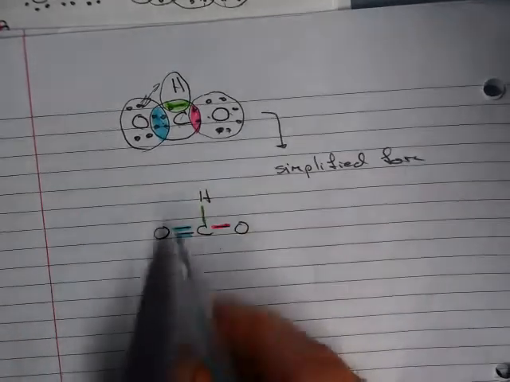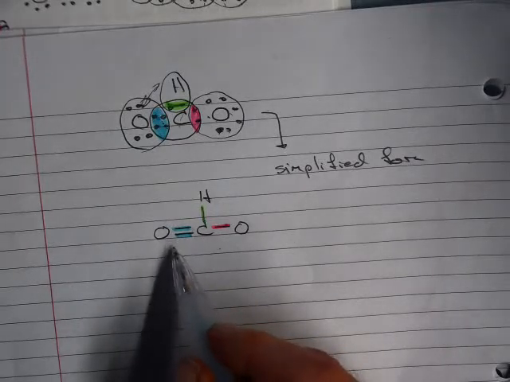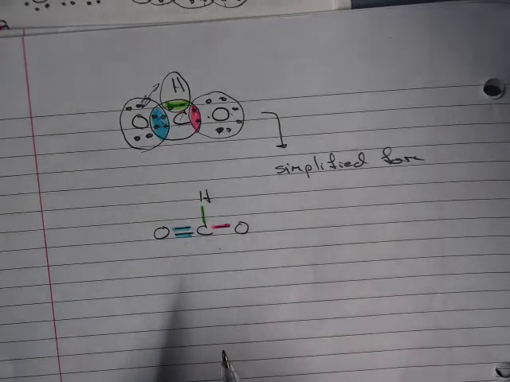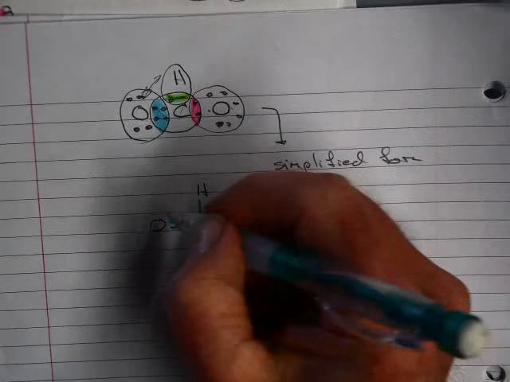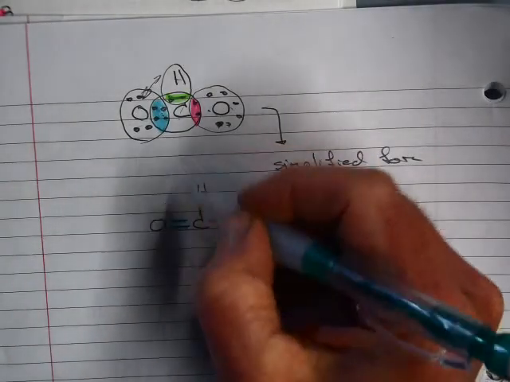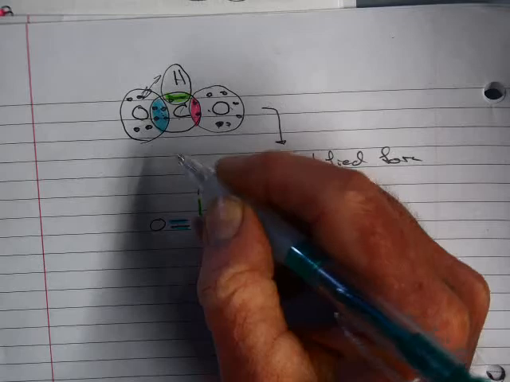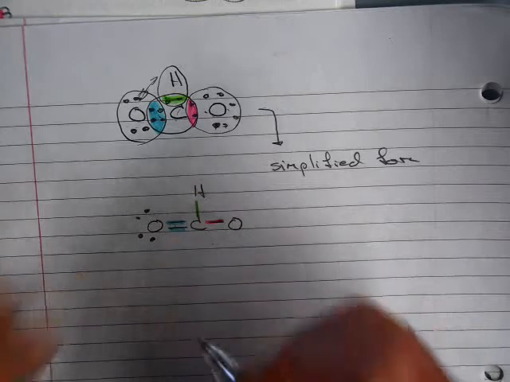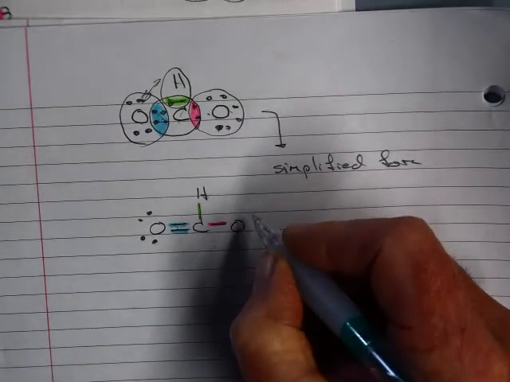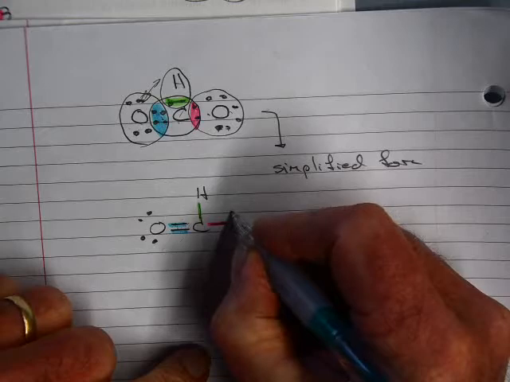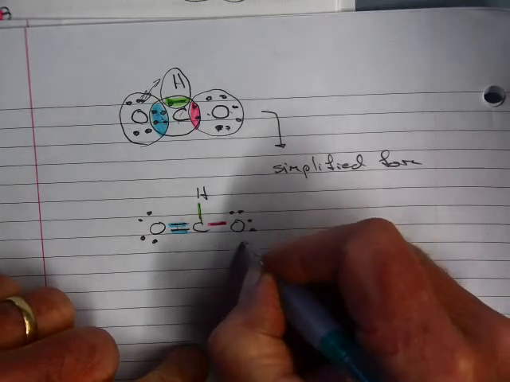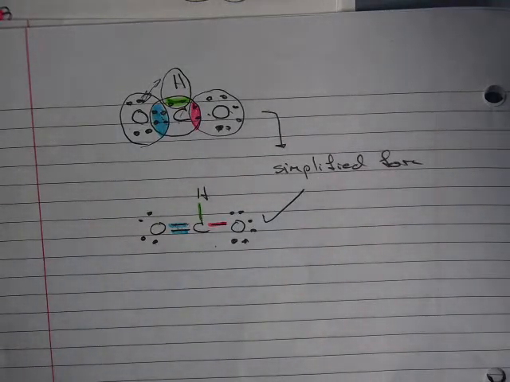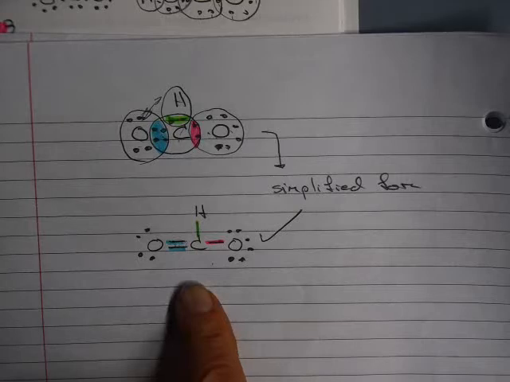Now the last step in this is that you have to include all of the valence electrons that are not involved in bonds. So in this one here, what you see is that you've got 4 here, and so you go like this, 1, like so. And on this one, you have 6. So this will go like this. So this is the simplified version. So this is one of the simplified versions.